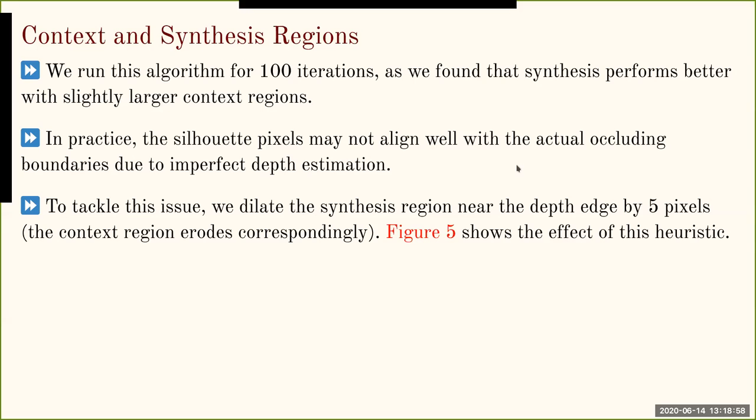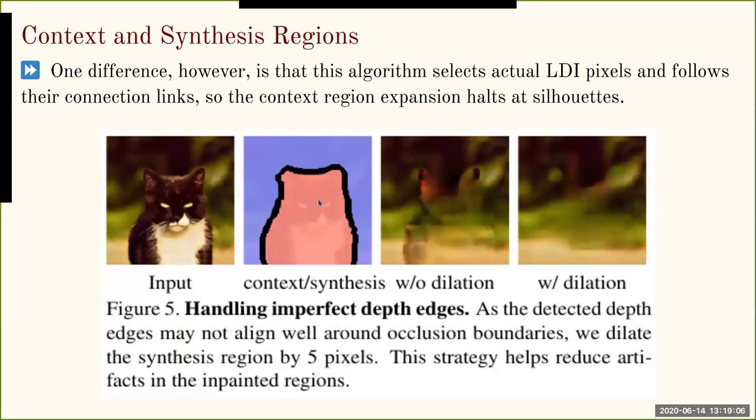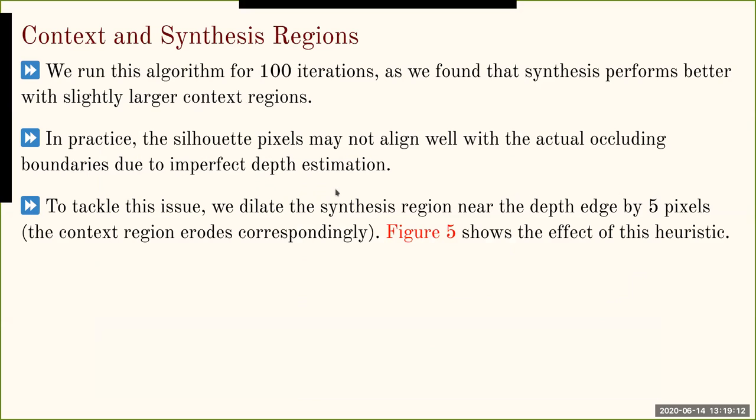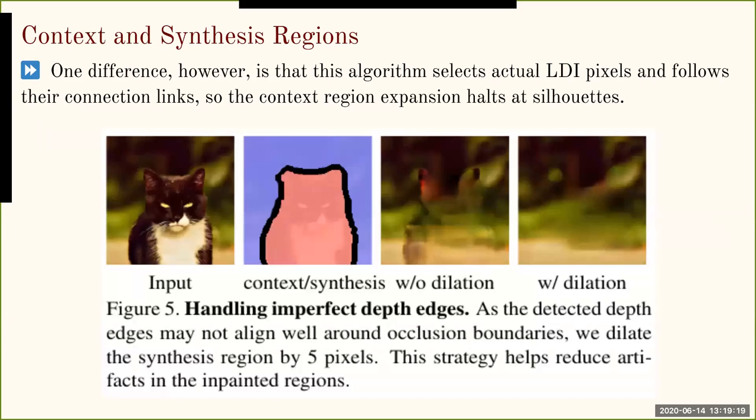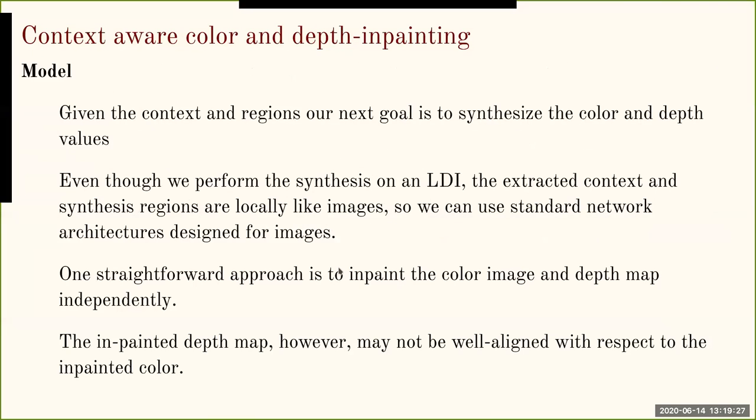So in practice, the silhouette pixel may not align well with the actual occluded boundaries due to imperfect depth estimations. So as I said, this may not be well aligned with the occluded boundary. So in that case, we need to synthesize. So we dilate the synthesis region near the depth edge by 5 pixels, as shown in the effect of heuristics. So this is generally what I have told currently.